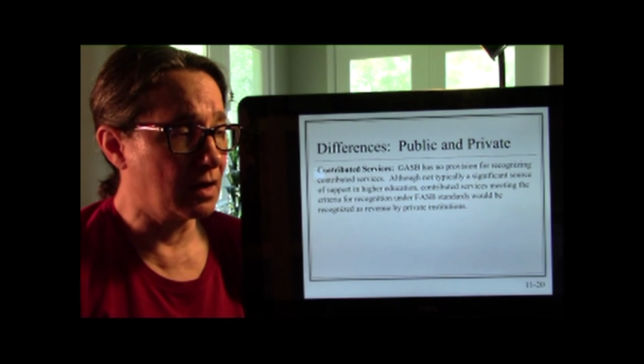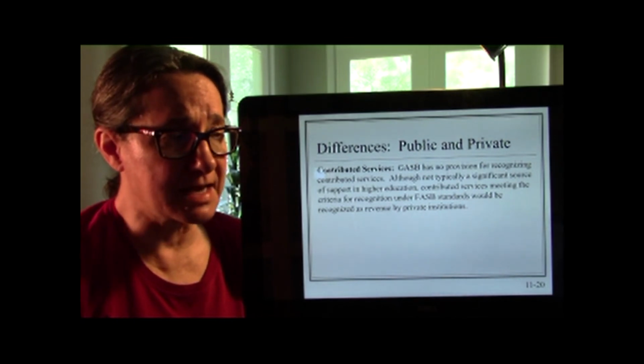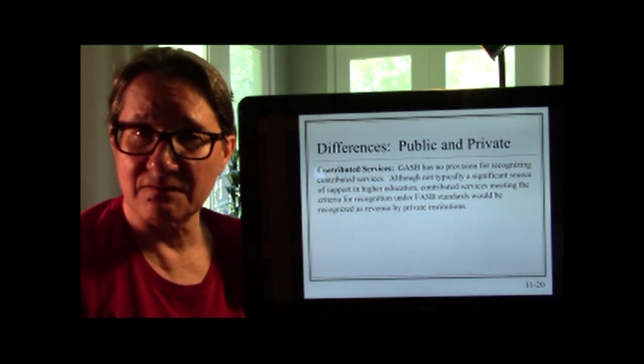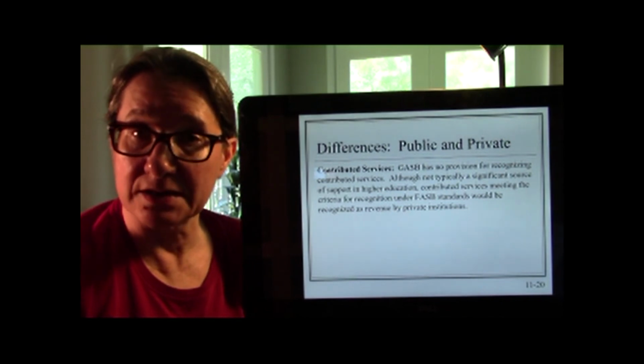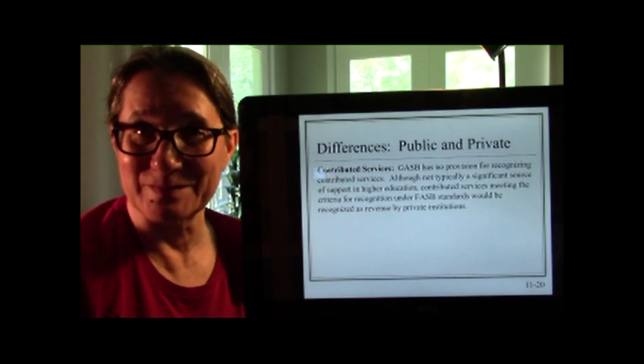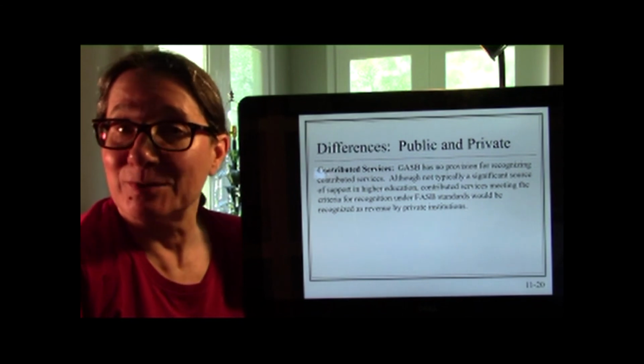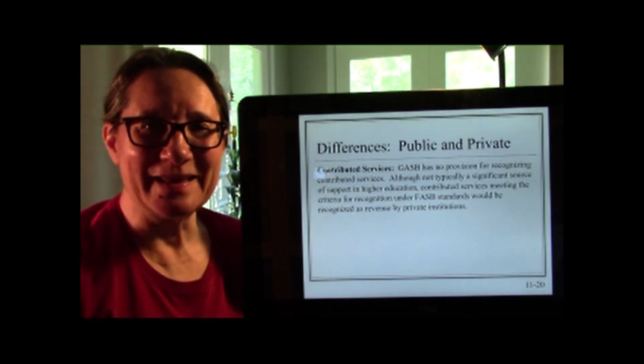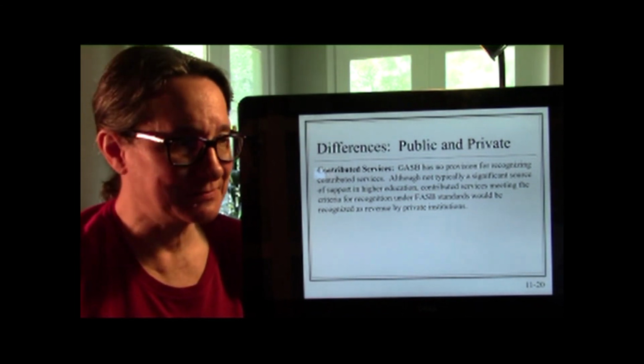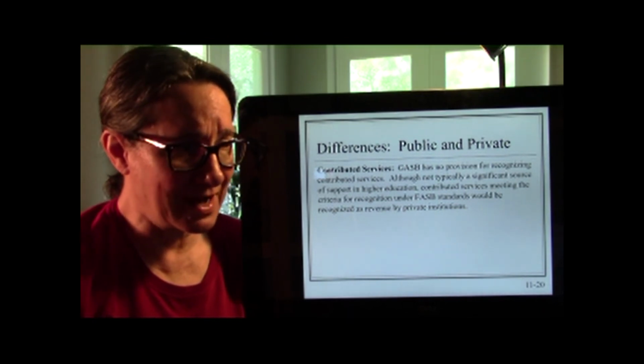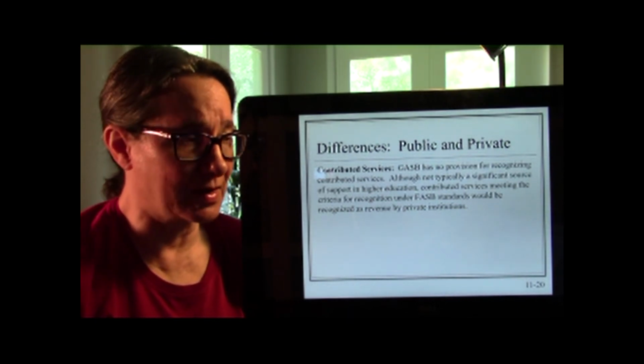Now, GASB doesn't have anything to cover this because typically people don't donate their services to the government. Now they might to the animal shelter, right? But they typically won't to the state of Texas. So we don't have that come up in GASB.